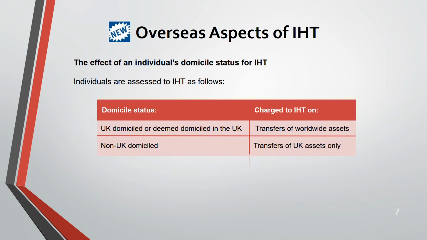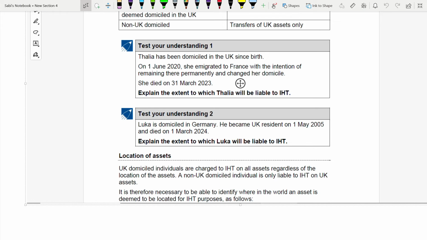Now let us do questions. So we have 2 questions, test your understanding 1 and 2. Both the questions are the same. Explain the extent to which Thalia and Lucia will be liable to IHT. That means based on domicile.